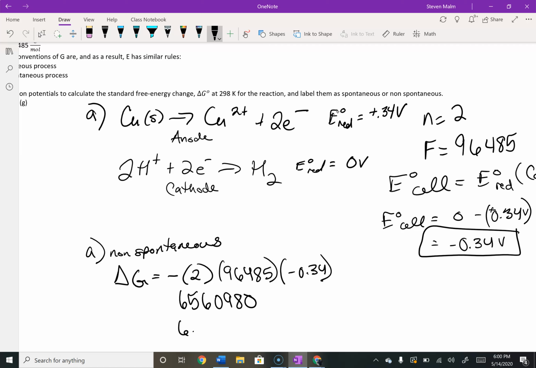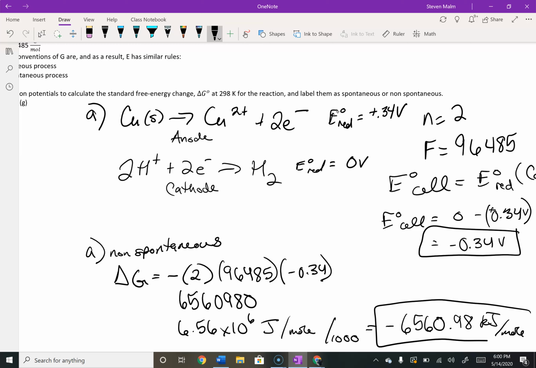6560980 joules per mole. Remember that this was just calculated in joules per mole, but we could divide it by 1,000, and we would get kilojoules per mole, and that would be positive 6560.98 kilojoules per mole. Just pay attention to what it asks you. Delta G. Okay, so that was part A.